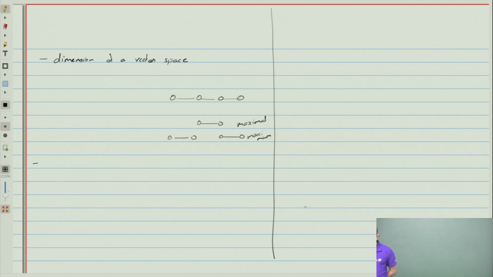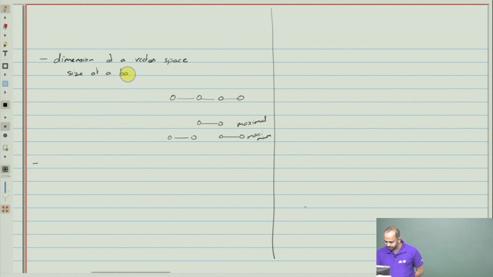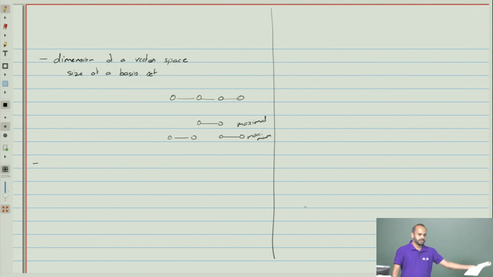So the dimension of a vector space is nothing but the size of a basis set. And since any basis has the same size, this is well defined. Otherwise there would be a problem: this basis has some size, that basis has some other size, so which should be the dimension? But that question will not arise here. All bases will have the same size. It is a natural thing: if the vectors are 3D, then it is a 3-dimensional vector space.